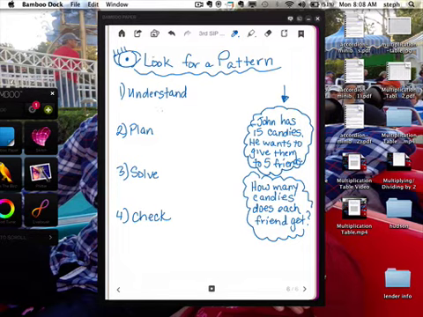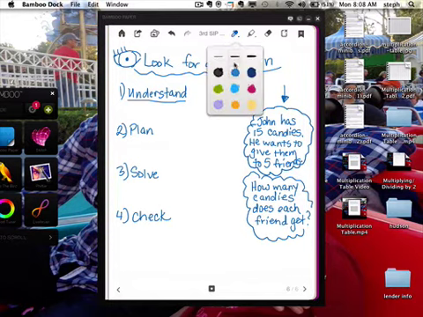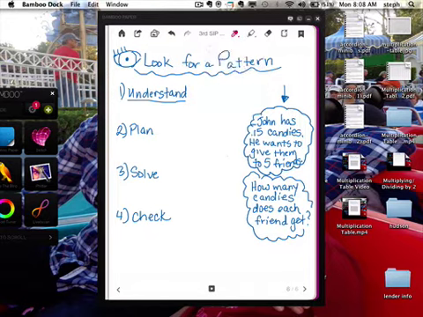Now we're going to write down number 1, which is understand. So the first step in looking for a pattern is to understand the problem. And so what I'm going to do, and if you have a different color like a red, use it right now. Grab your red. And I'm going to understand the word problem. I'm going to underline and circle. They call it marking it up.